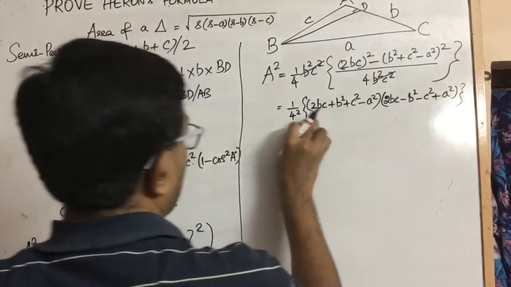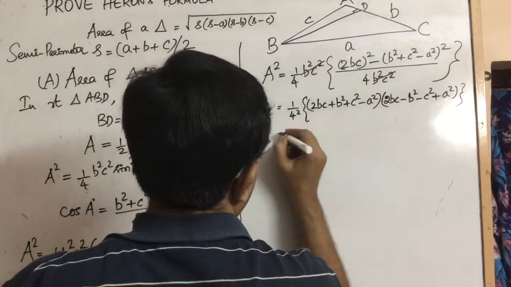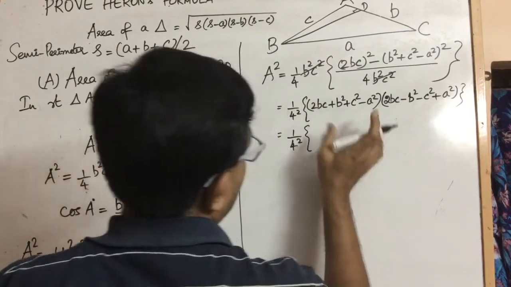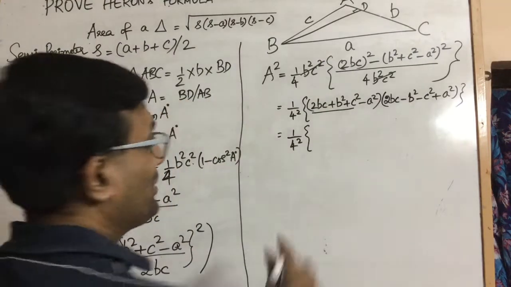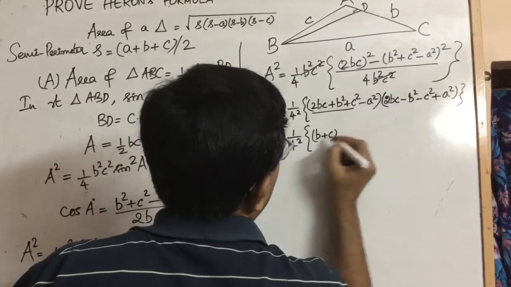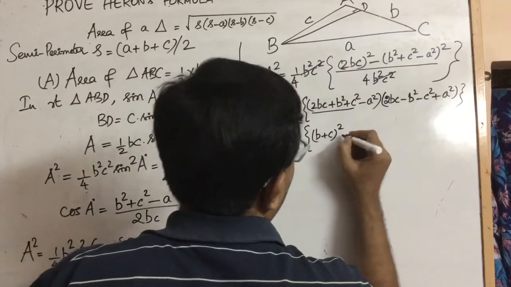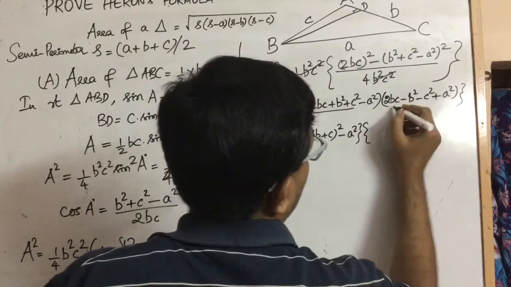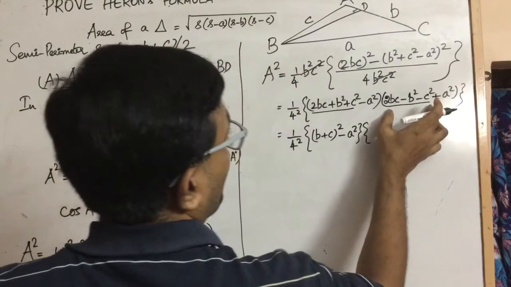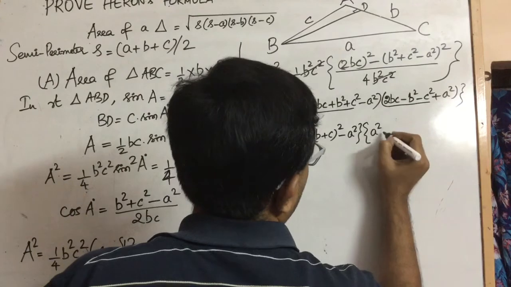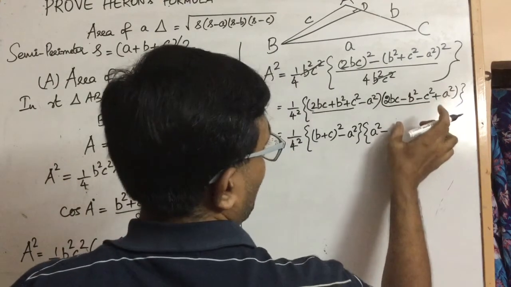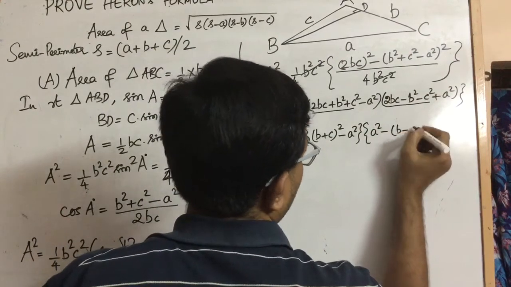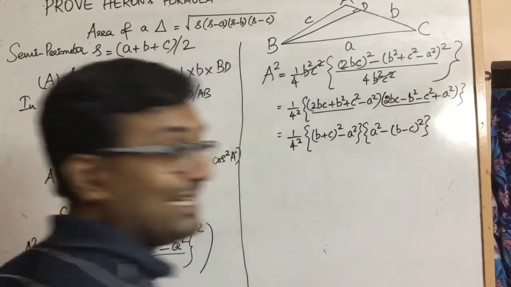Okay, so this would be equal to, again, 1/4 squared times, now this term is B plus C the whole squared, minus A squared, into A squared minus, if we take the minus outside, we'd have B squared minus 2BC plus C squared, which is B minus C the whole squared.